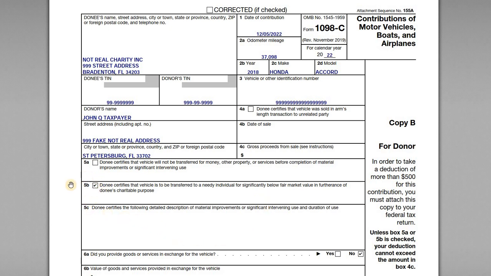So the charity here in Section 5B has checked this and certified that the vehicle is going to be transferred to a needy individual for significantly below FMV in furtherance of that charitable purpose, right? And so the reason why this is really important to John, because this lets him know that, okay, I'm not going to be using information on what the vehicle was actually sold for because it's significantly less. I'm going to be deducting the FMV, all right?